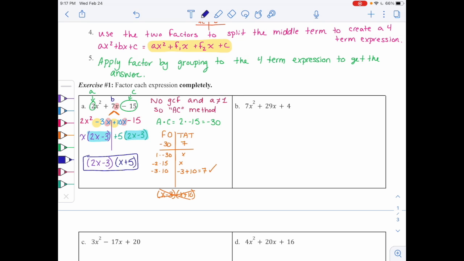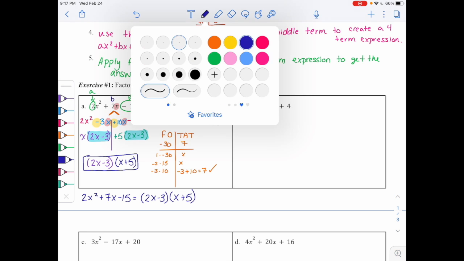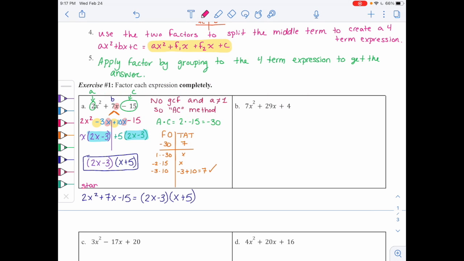So I have equivalent statements. I started with 2x squared plus 7x minus 15, and through this factoring, I found out that that's the same as 2x minus 3 times x plus 5. Standard form versus factored form. And you can check my work by distributing out the side that is factored and see if you get the same thing, but you definitely should.